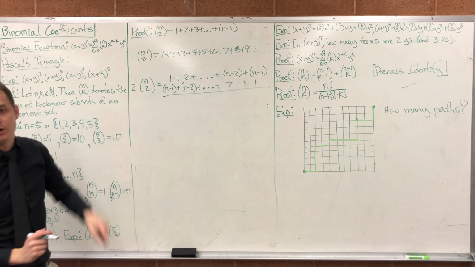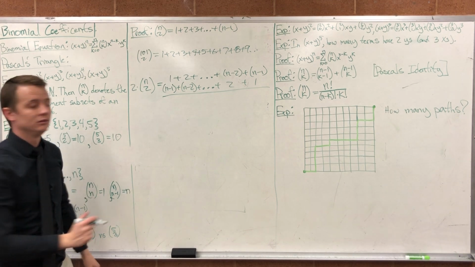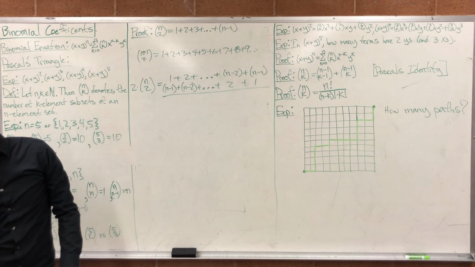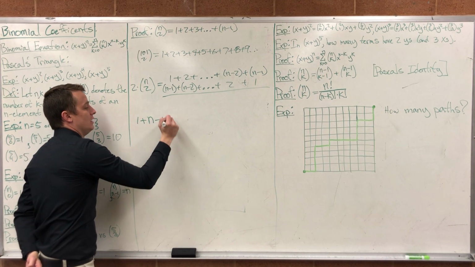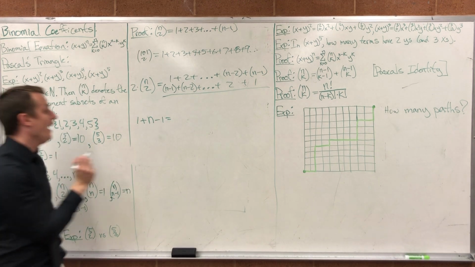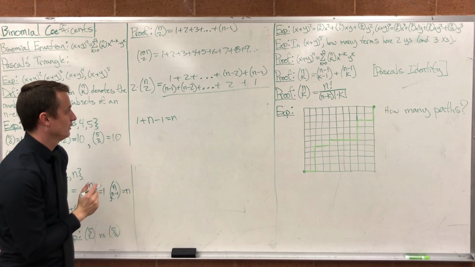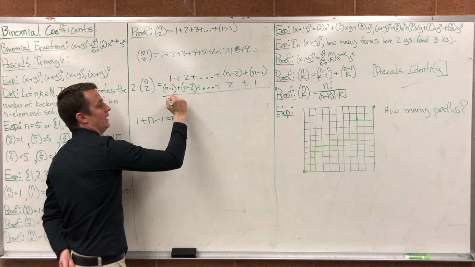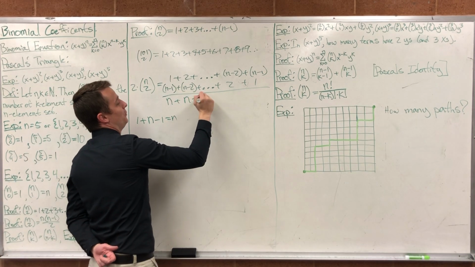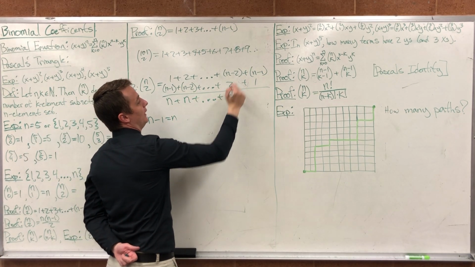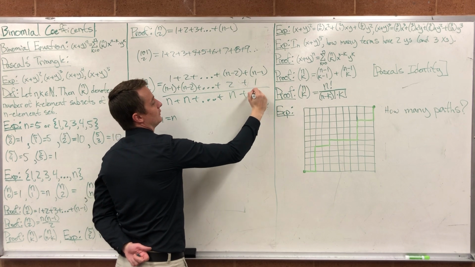What's 1 plus n minus 1? It's n. What is 2 plus n minus 2? n. That's quick algebra. All right. So that's going to be n plus n plus dot dot dot plus n plus n.